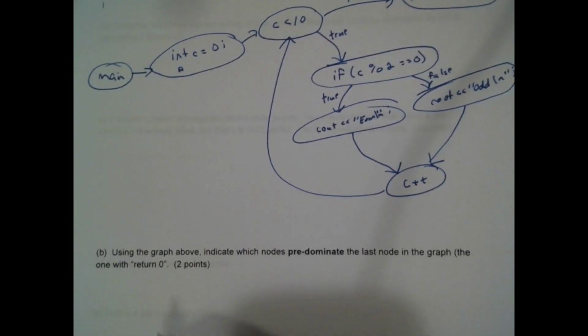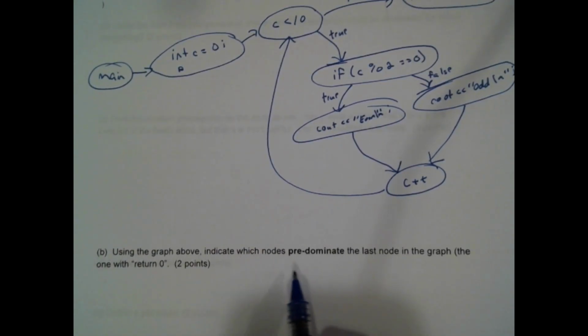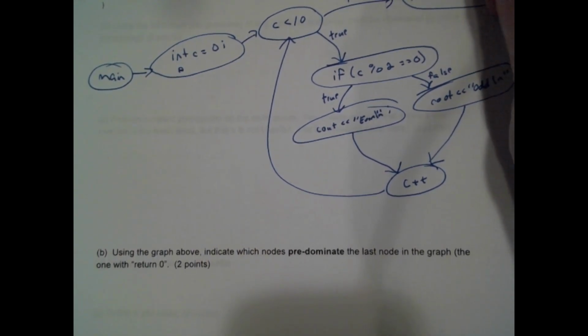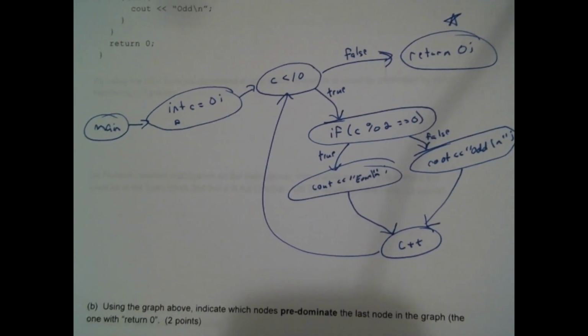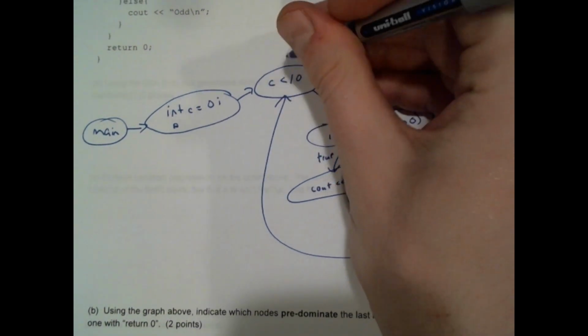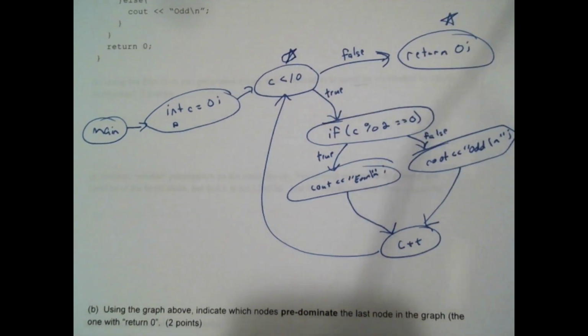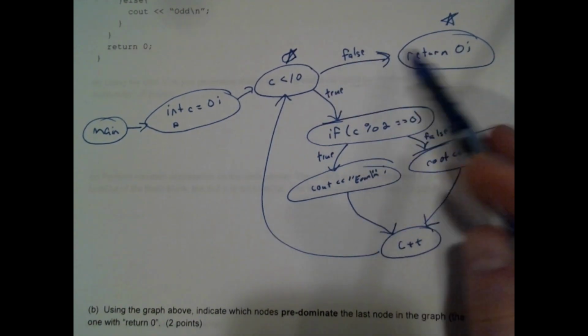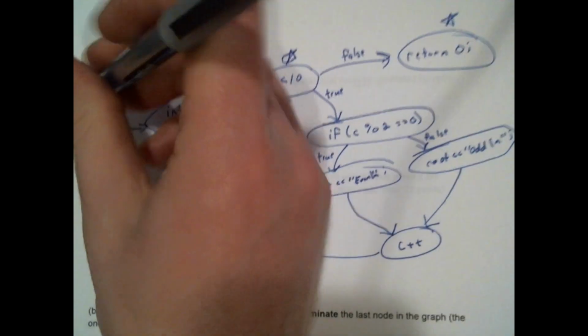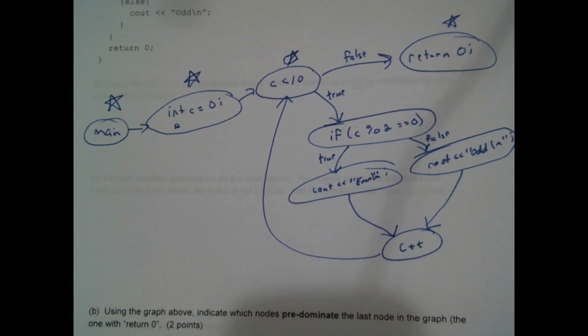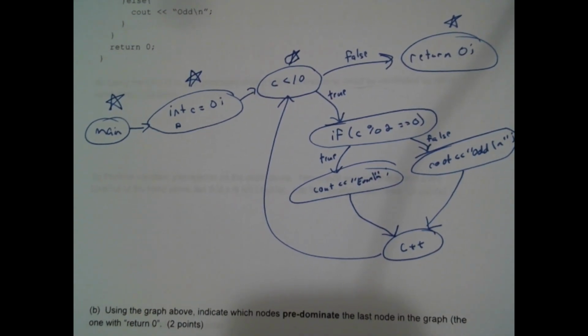The second question says, using the graph above that you drew, indicate which nodes predominate the last node in the graph, the one with return 0. So that would be, this is the one that we're looking for, the one with the star. And we're looking to see which ones predominate, meaning which ones have to happen before that. So obviously we've definitely done c is less than 10 if we got to that point. We've also done the initialization, and we've done the start of main, though that one's kind of special, so we don't necessarily need to label that.